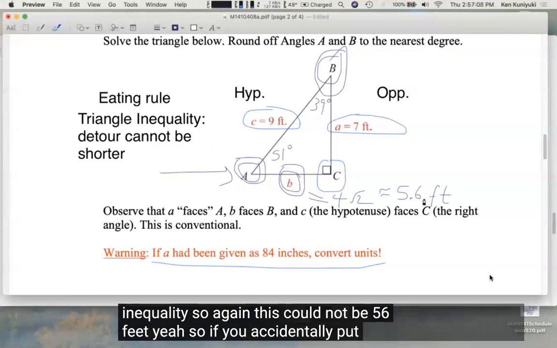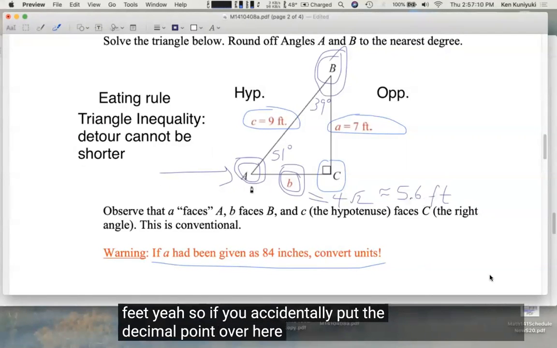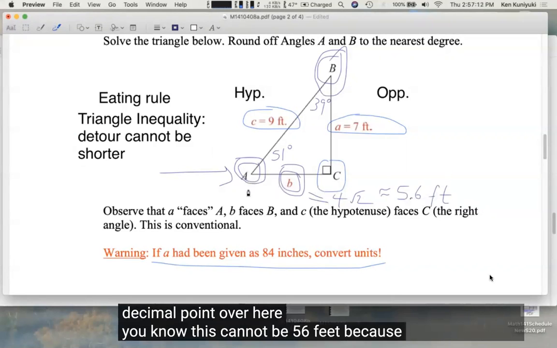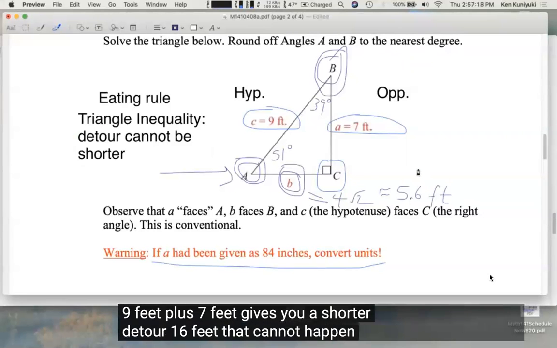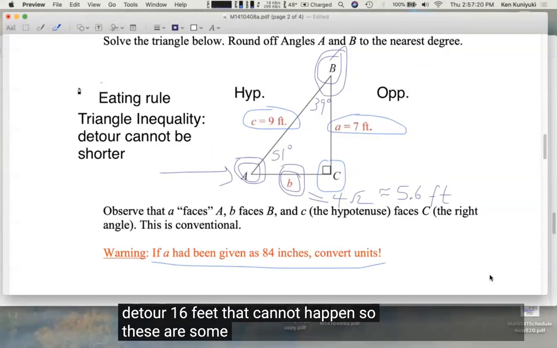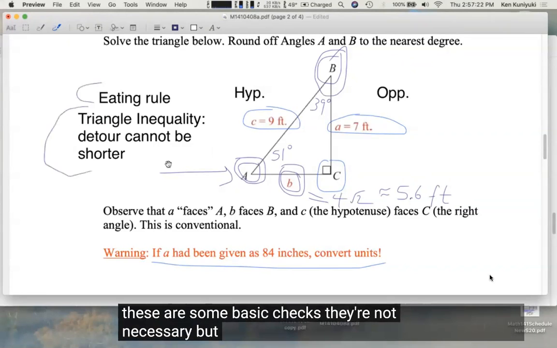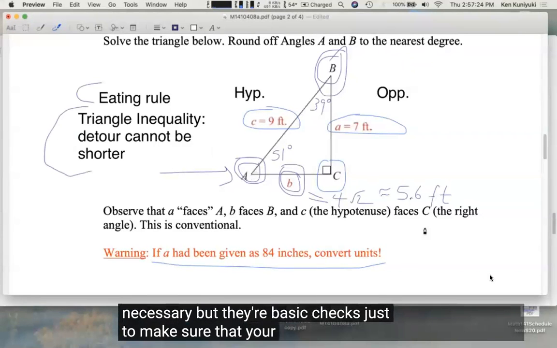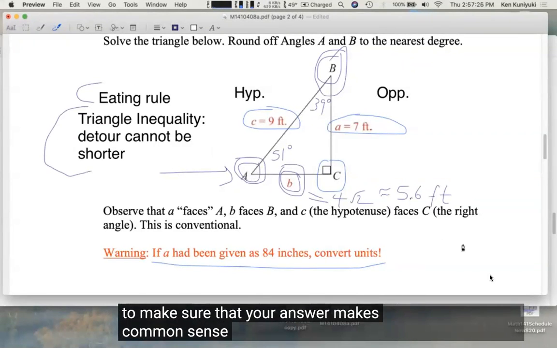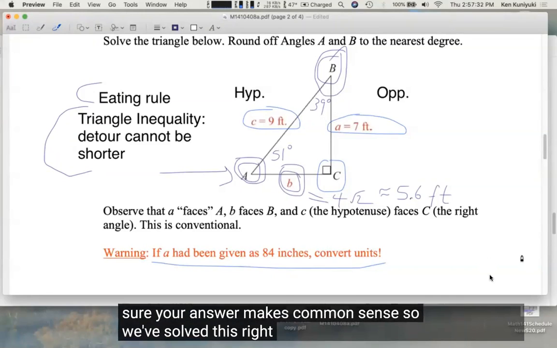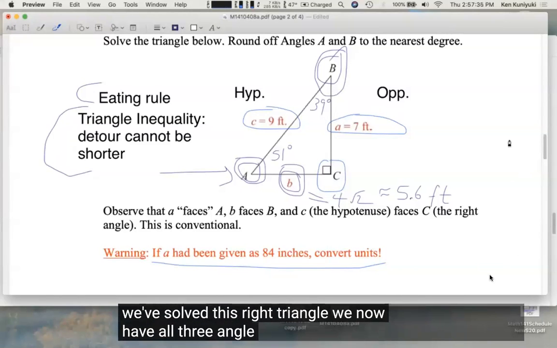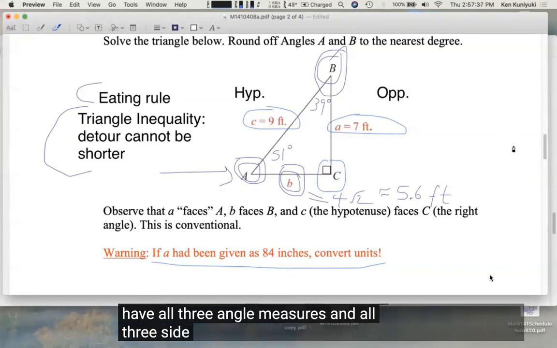So if you accidentally put the decimal point over here, you know this cannot be 56 feet because 9 feet plus 7 feet gives you a shorter detour, 16 feet. That cannot happen. So these are some basic checks. They're not necessary, but they're basic checks just to make sure that your answer makes common sense. It's good to check to make sure your answer makes common sense. So we've solved this right triangle. We now have all 3 angle measures and all 3 side lengths.